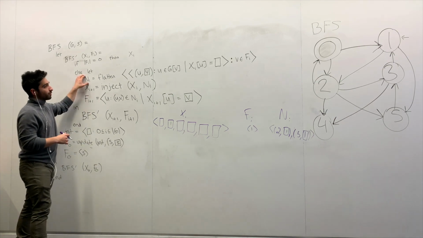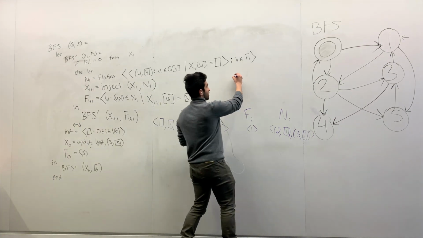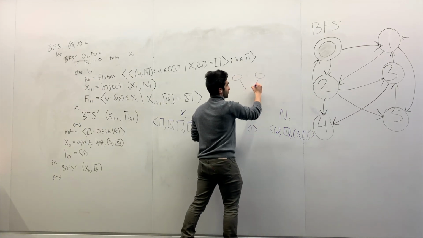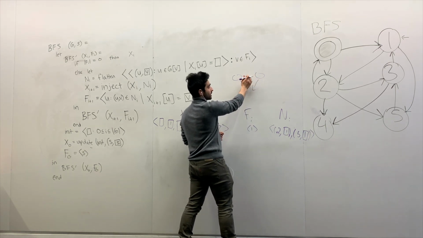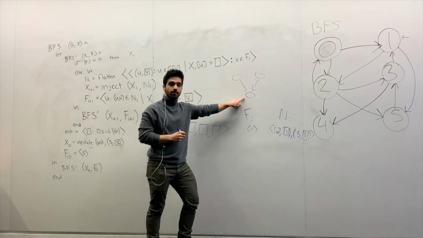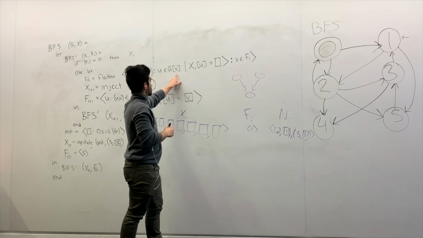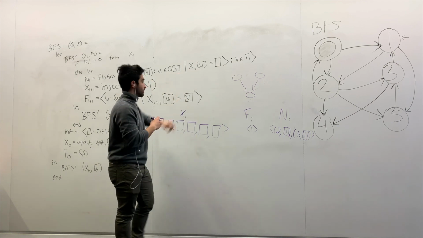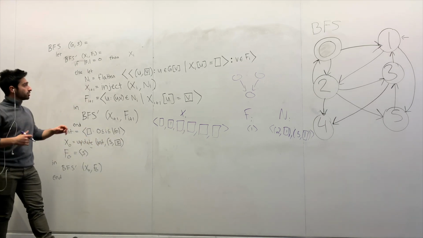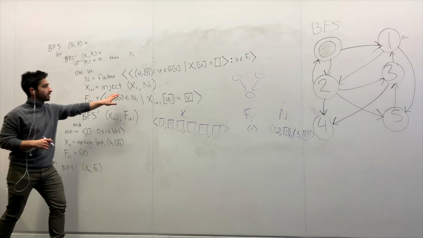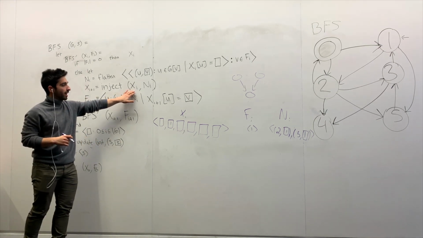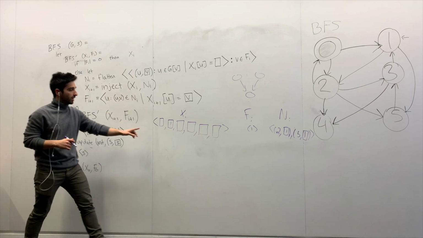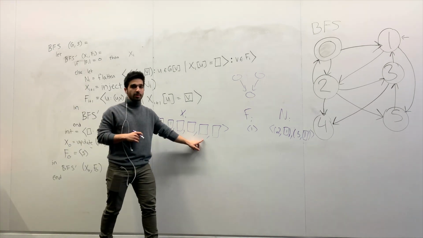Okay, so now if you think about this for a second, what if you have two vertices in the frontier that discover the same vertex? Well, then you're going to have duplicates in here. So now what we need to do is deduplicate all of these. So what we're going to do is inject all of these elements inside of the X_i that we passed in. So now all of these are going to be filled in with the new elements that we just discovered.